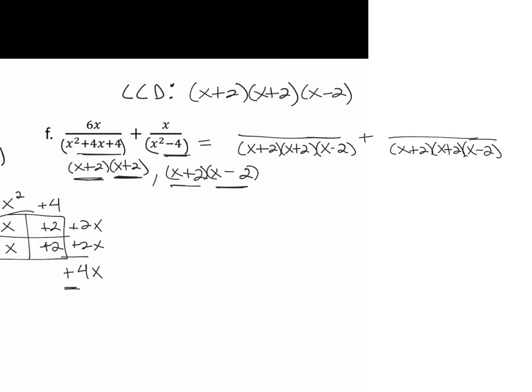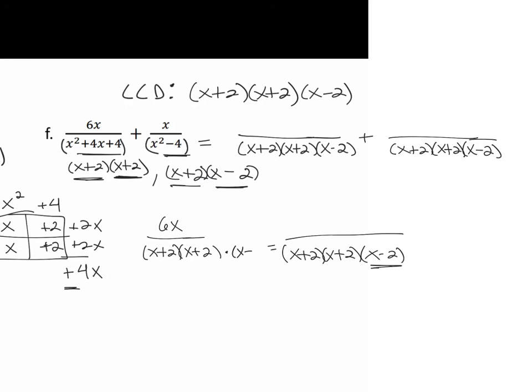Okay, so let's start with the first expression, 6x over x plus 2, x plus 2. We need to get x plus 2, x plus 2, x minus 2 in the denominator. So that means we need the x minus 2. We don't have that factor yet, we need that here. So let's go ahead and distribute. So 6x times x is 6x squared. And 6x times negative 2 is minus 12x. So we have our equivalent expression for the first expression.